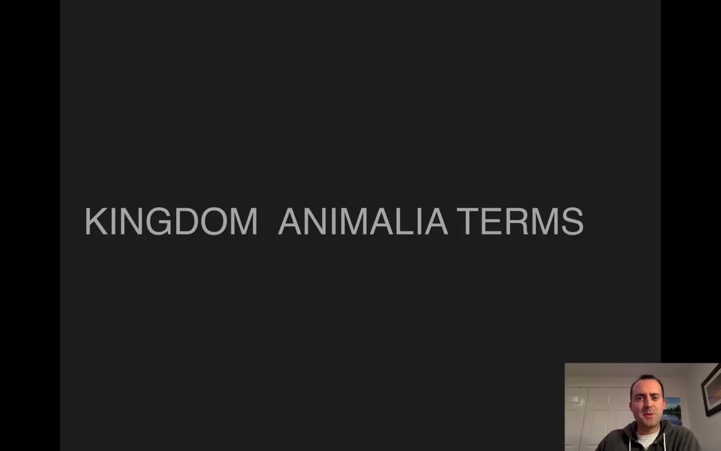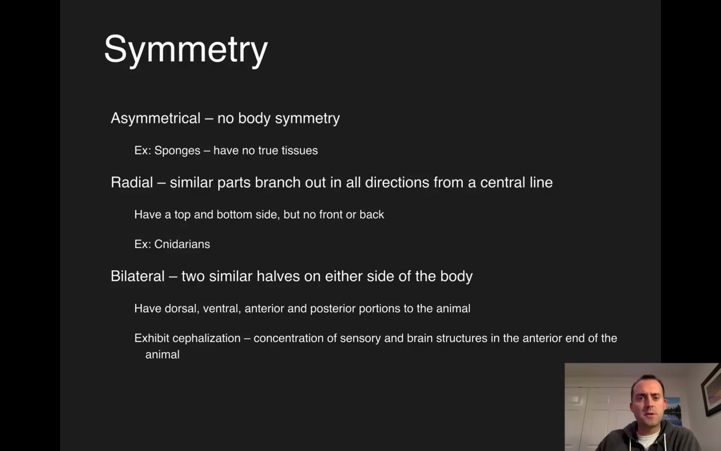Hey bio students, this is Mr. Wolf, and today I'm going to talk to you about the animal terms you're going to need to know for the animal unit. So to first start the animal terms, we'll start talking about animal symmetry.